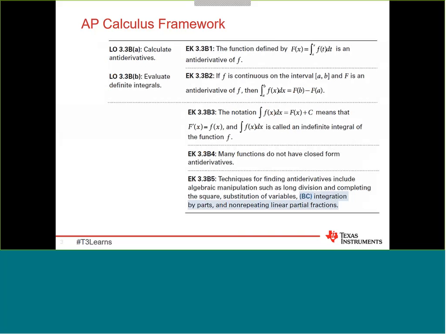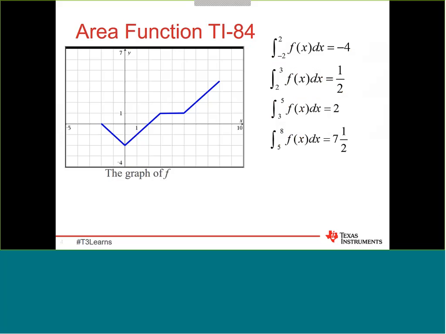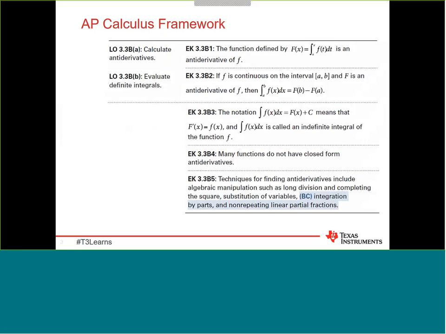So on the next part, if you will look at EK 3.3B2, there we have what we classically call the evaluation theorem, which is the part of the fundamental theorem that actually tells us how to calculate a definite integral. There's some other things there about indefinite integrals and the statement that many functions do not have a closed form antiderivative.